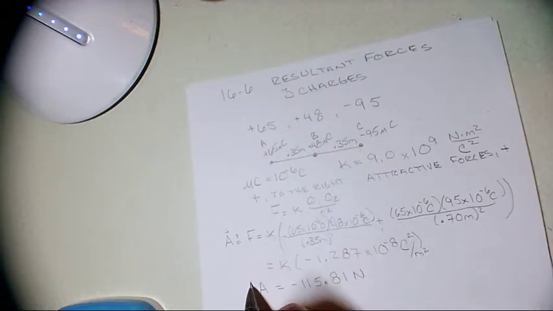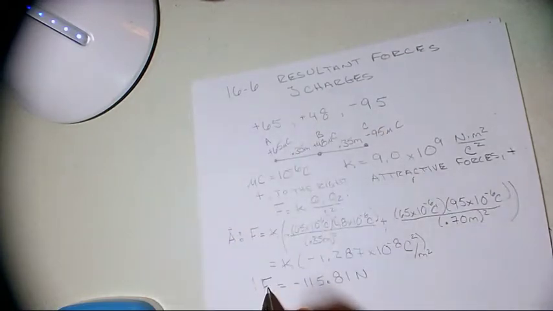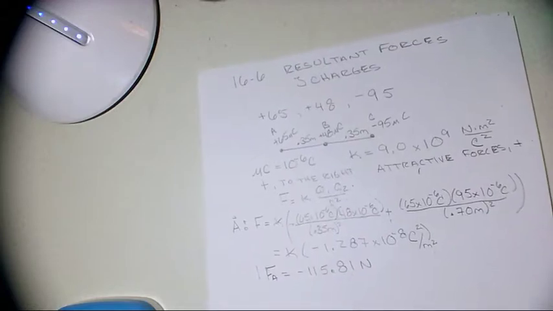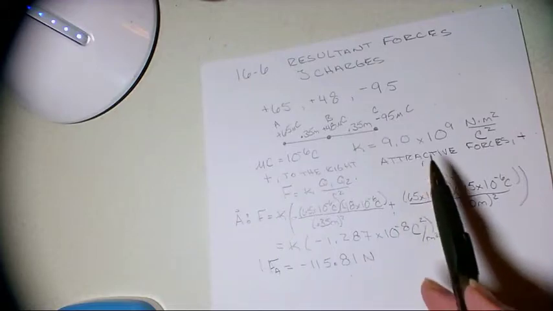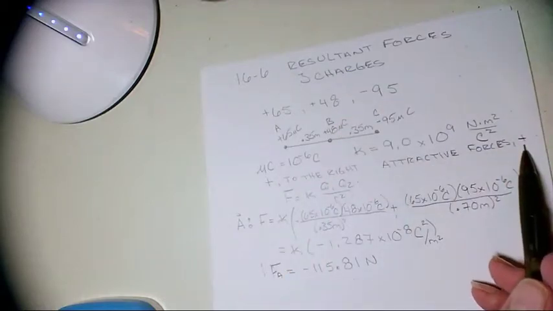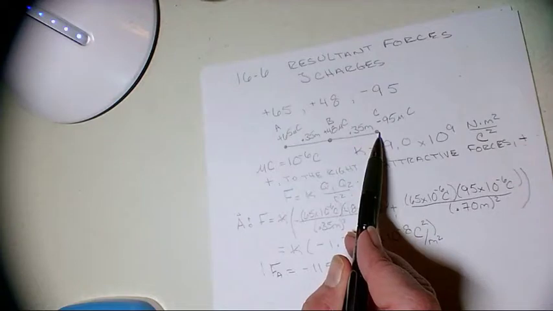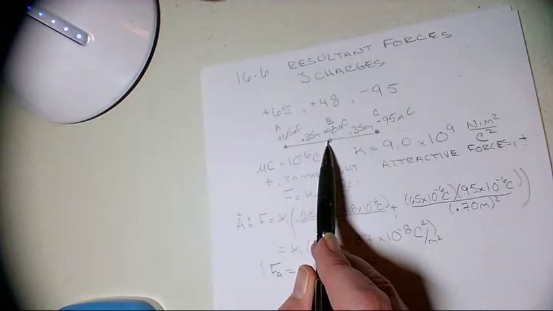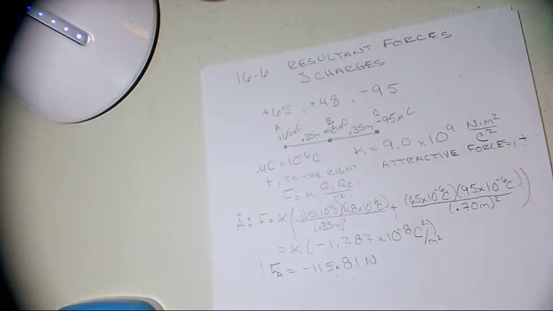So actually, let's denote that a little nicer. The force on charge A from the other two is negative 115. So now my negative actually means something, because I've defined what an attractive force is by sign. So it's not a positive, it's a negative. It's a negative repulsive force. So apparently this attractive force to the 95 isn't enough to override the repulsive force of the 48 at the closer distance. So let's see what happens with our point B.